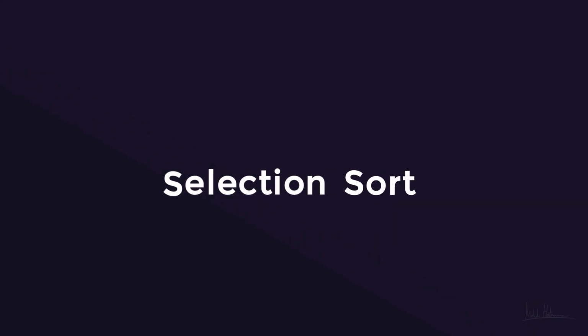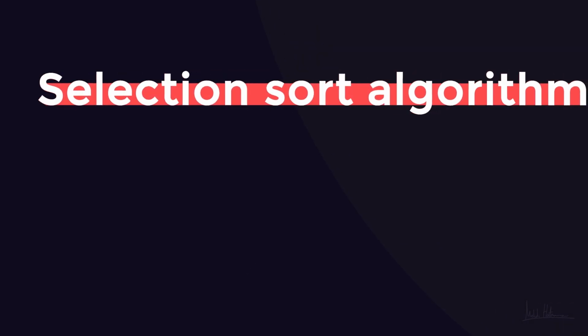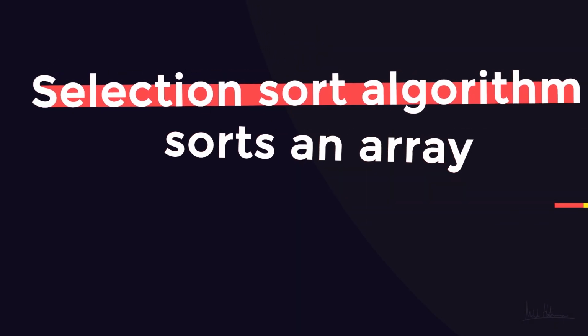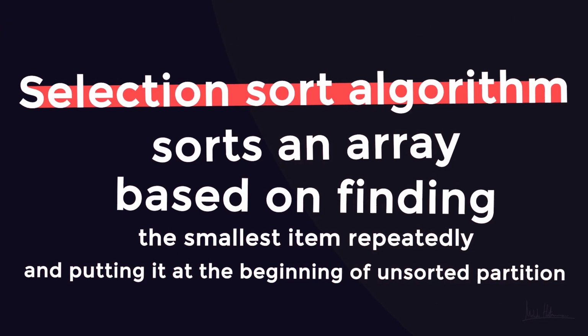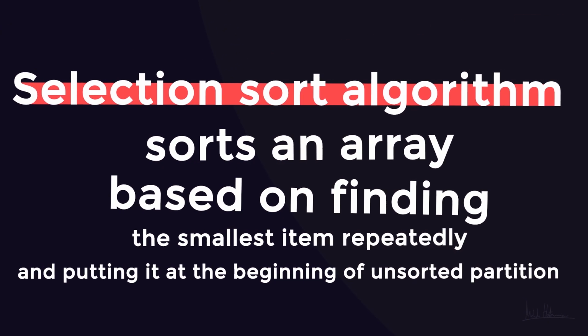Hello and welcome to the lecture on selection sort. The selection sort algorithm sorts an array by finding the smallest item repeatedly and placing it at the beginning of the unsorted partition. To illustrate this process, let's dive into an example.